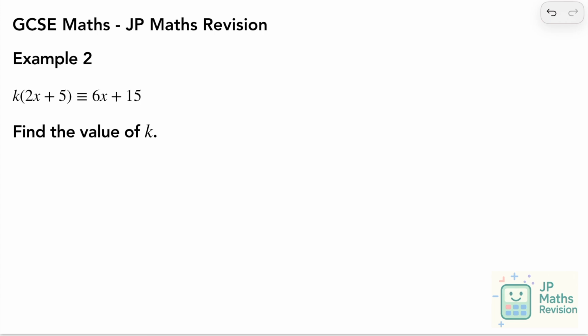Here's another example. So we have k bracket 2x plus 5 is identical to 6x plus 15. Find the value of k. So again, I'm going to expand the bracket. So if I expand the left-hand side, I have 2kx plus 5k, and I know that's identical to 6x plus 15. So if I compare the coefficient of x, 2k is equal to 6, and therefore k is equal to 3. And similarly, I could have said that 5k equals 15, and I would have got the same result. So for this question, k is equal to 3.